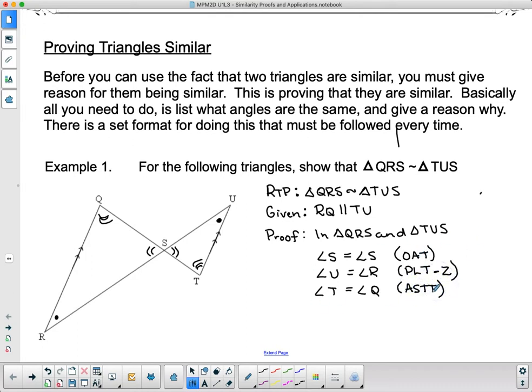Now, when you're done naming the equal angles, then you're going to just say, therefore, I've proven what I was required to do. So therefore, triangle QRS is similar to triangle TUS, and the reason for that is because all three angles, angle, angle, angle, were the same. So because of angle, angle, angle similarity. And that's all there is to it. You just have to make sure that you can pick out which angles are equal to each other and just write them down in this formalized way.